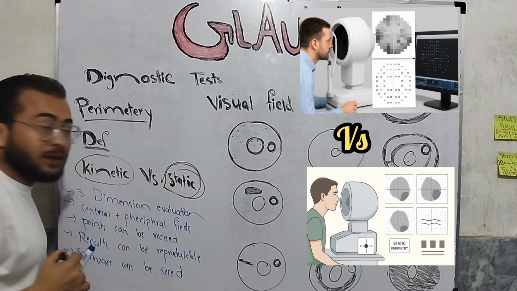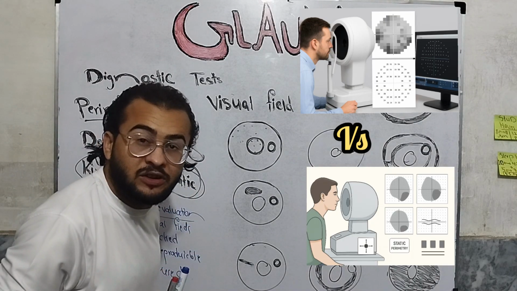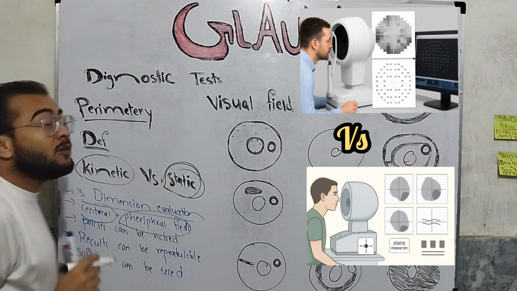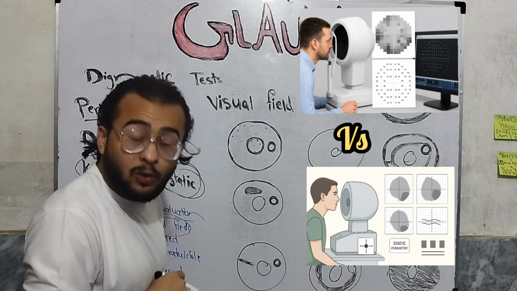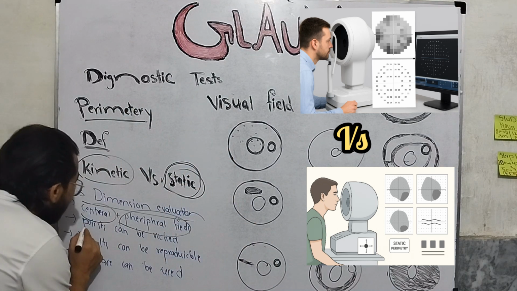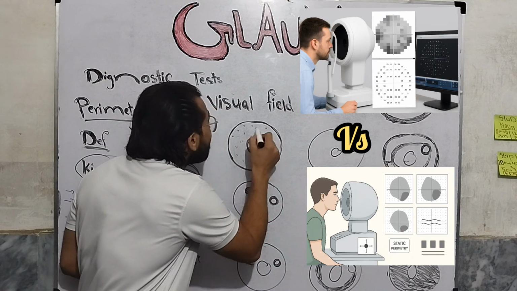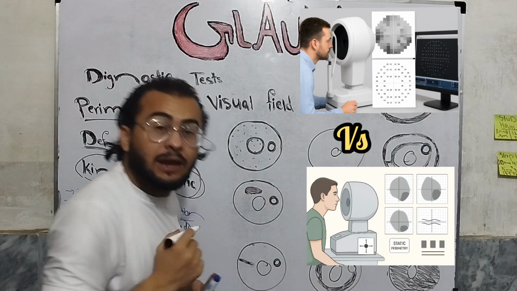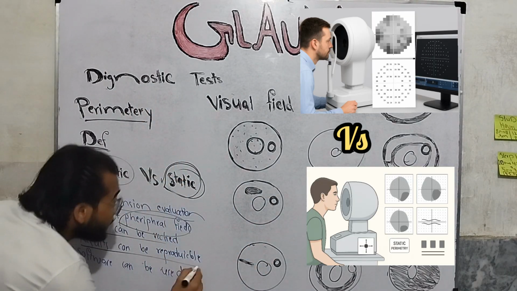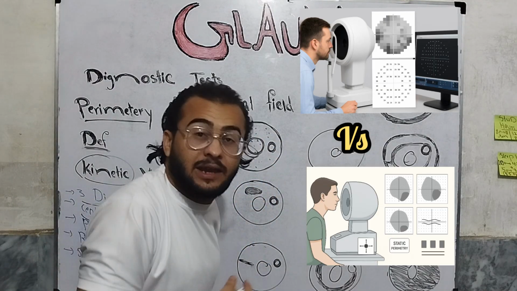Static perimetry gives us a three-dimensional evaluation of the visual fields, and it can check the central as well as the peripheral field of vision simultaneously. As we are using a machine, the points can be rechecked again and again, as many times as we want, and the results are reproducible, as through the machine we can generate the results again and again.